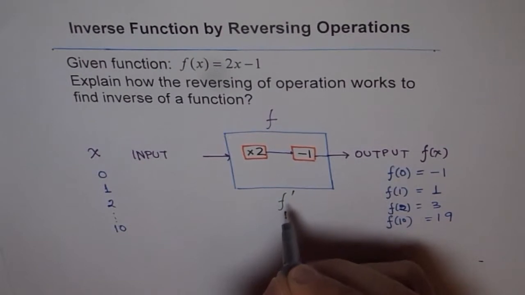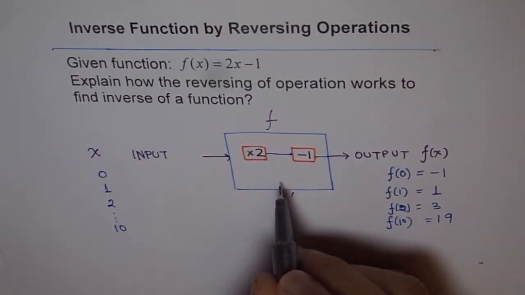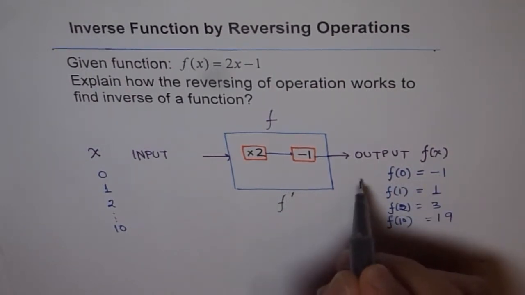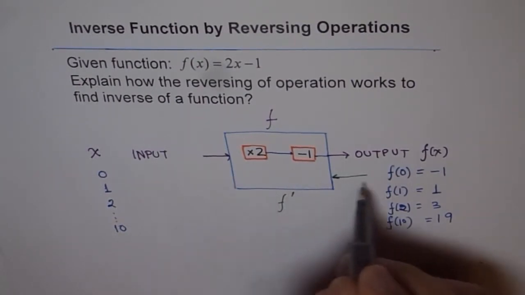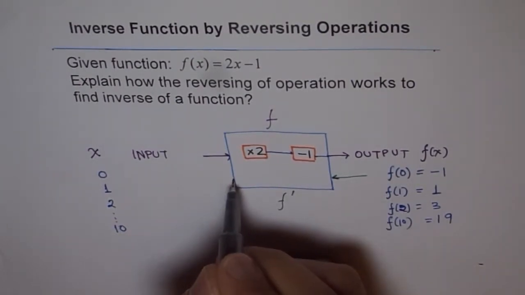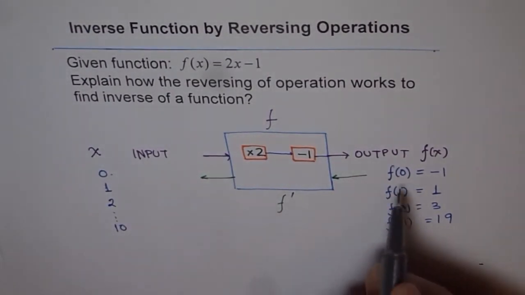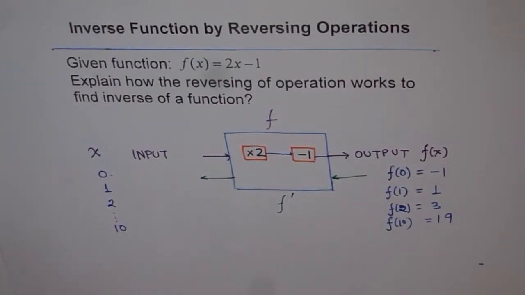When we say inverse of a function, that means what we are expecting the machine to do is reversal. That means if I send -1 now from here, then an operation should be performed on this so that we get 0 as output. Do you understand? That is what we are calling the inverse of a function. Now as you can see here, we can find the inverse of a function by reversing the operation.